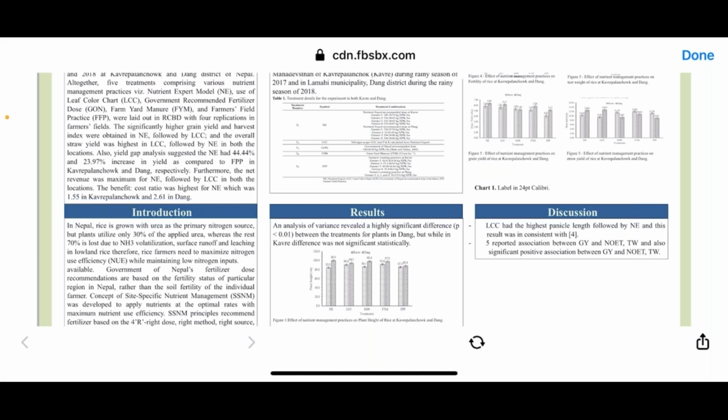Further, this finding is in line with who reported site-specific nutrient management had more effective tillers than farmer field practice. The reason for high straw yield in leaf color chart and nutrient export model is because of balanced nitrogen applied that influenced the vegetative growth, plant height, and number of tillers, leading to a high straw yield.